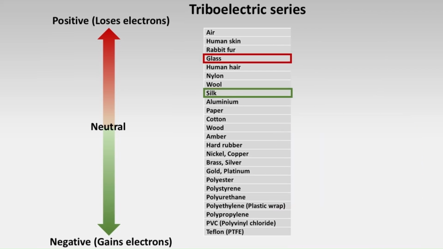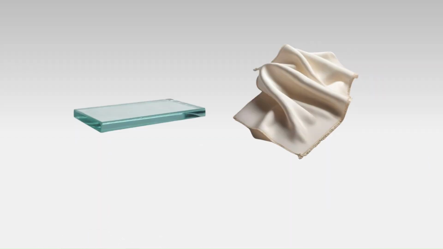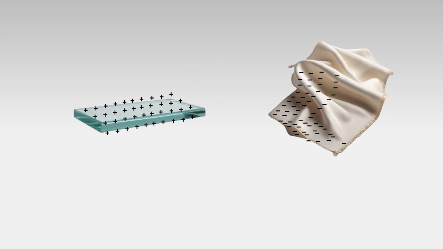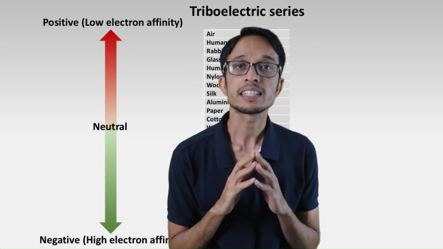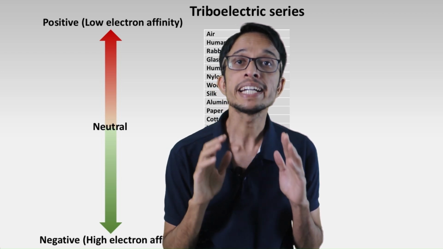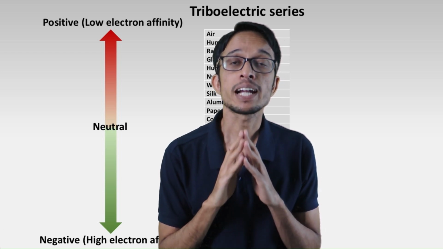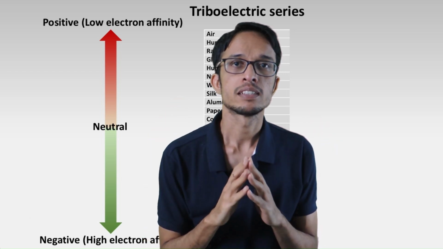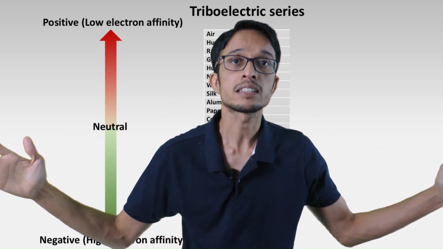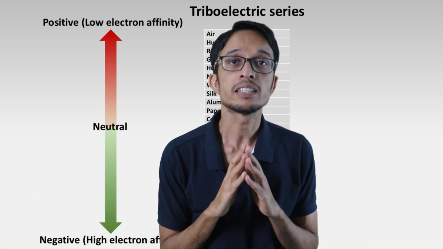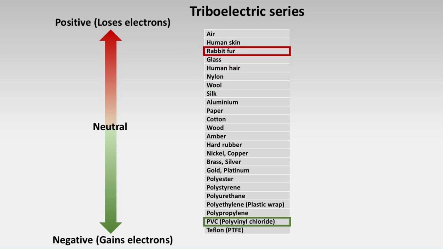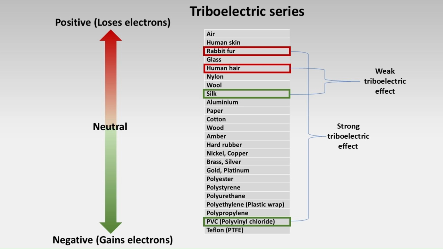For example, if we rub a glass rod with a silk cloth, the glass becomes positively charged and silk becomes negatively charged. It can also be used to predict the relative strength of triboelectric effect between two materials on the list. The farther the two materials are, stronger will be the triboelectric effect. For example, in comparison to hair and silk, fur and PVC will produce stronger effect.